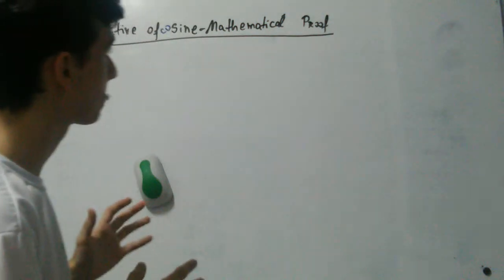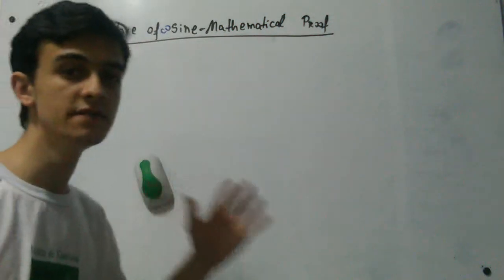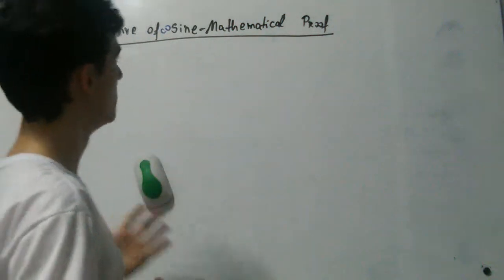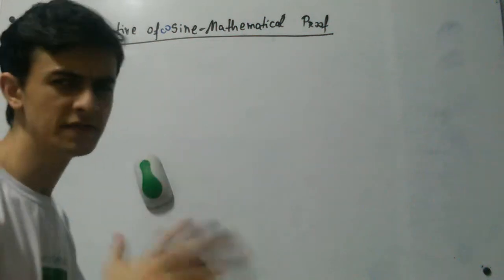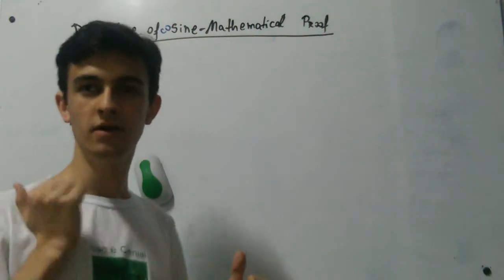So the last video we proved the derivative of sine. In this video we're going to prove the derivative of cosine. The proof in this video is very similar to the proof of the last video.